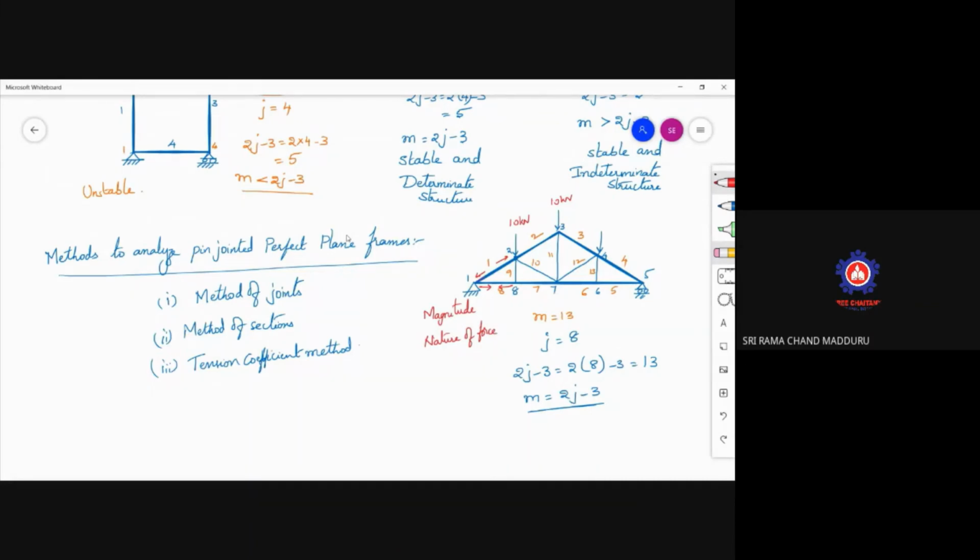Understand here, these types of members will not be subjected to any shear or any bending moment. All these members will be subjected to axial compression or axial tension. So in pin jointed perfect plane frames, they will be subjected to axial tension or axial compression. Right? With this, I'm stopping my class. In the next class, we will start analyzing pin jointed perfect plane frames with the method of joints.